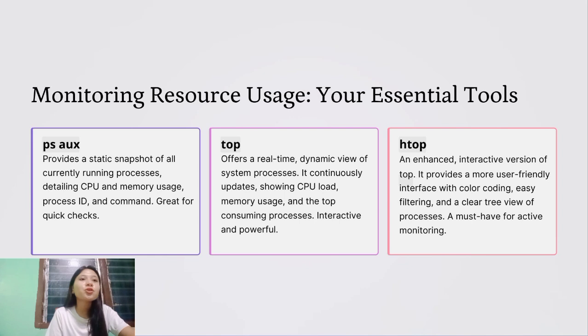In monitoring resource usage, your essential tools: the first command is ps aux, which provides a static snapshot of all currently running processes, detailing CPU and memory usage, process ID, and command. Great for quick checks. Next, the top command offers a real-time dynamic view of system processes. It continuously updates, showing CPU load, memory usage, and the top consuming processes, interactive and powerful.